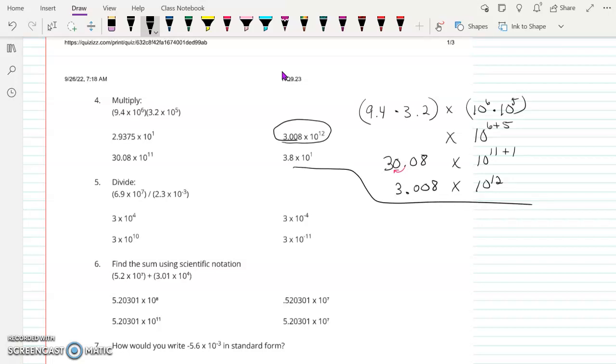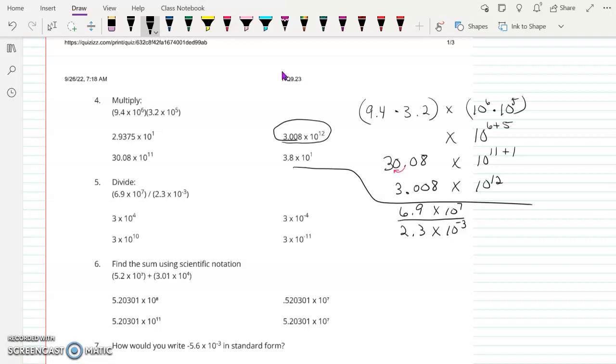So I'll do number 5 down here. So number 5 is a division problem, which is 6.9 times 10 to the 7th, and I'm going to write it using the big fraction bar instead of that slash, divided by 2.3 times 10 to the negative third power.